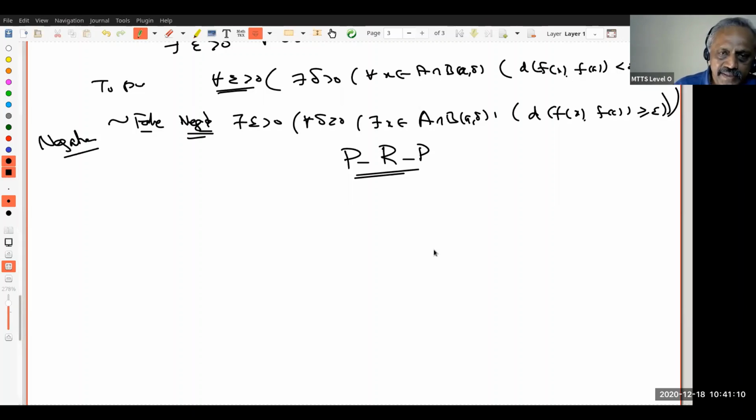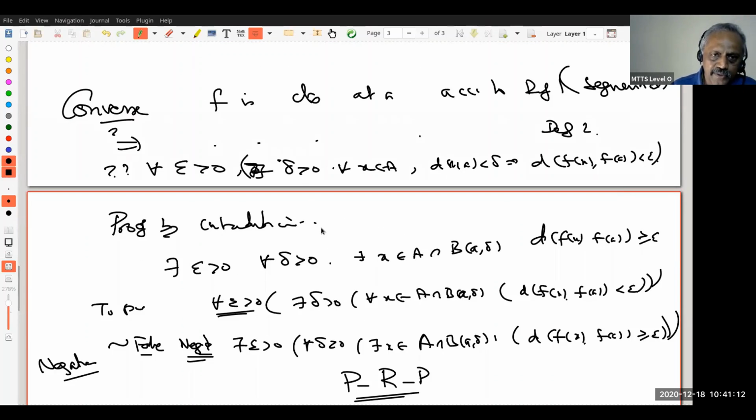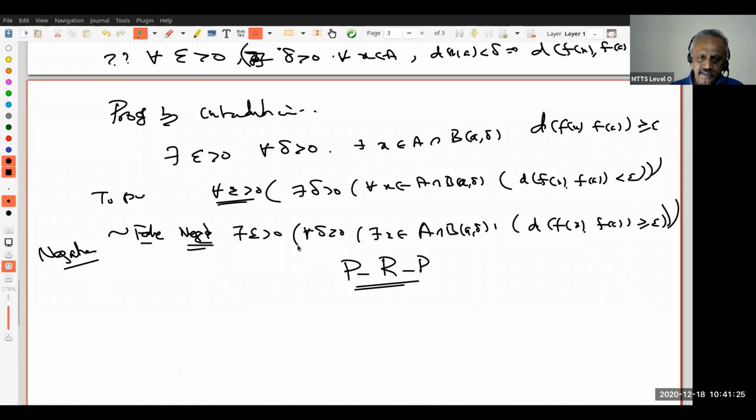Anyway, is that clear? Now to come back, what do you want to prove? It is given f is continuous at a according to the sequential definition. I want to prove it's continuous according to the epsilon-delta definition. Therefore, if I want to prove it by contradiction, that means what? There exists some epsilon so that for every delta something is wrong. Remember, I want to arrive at a contradiction, right?